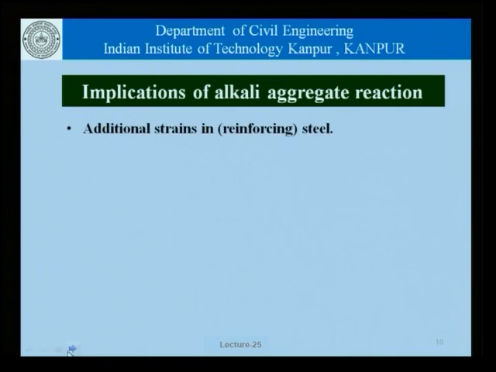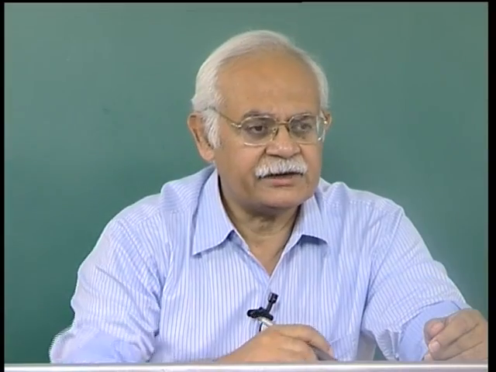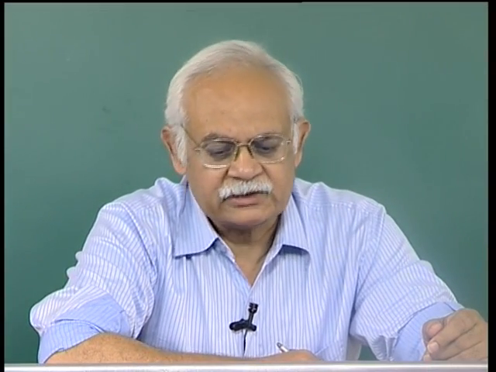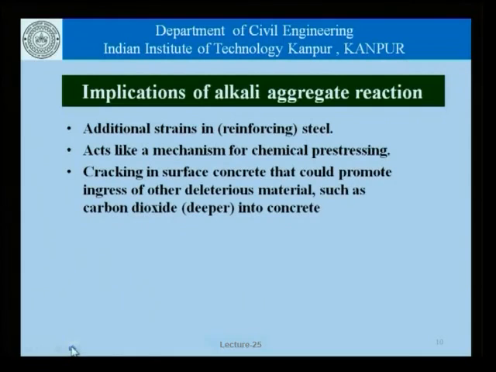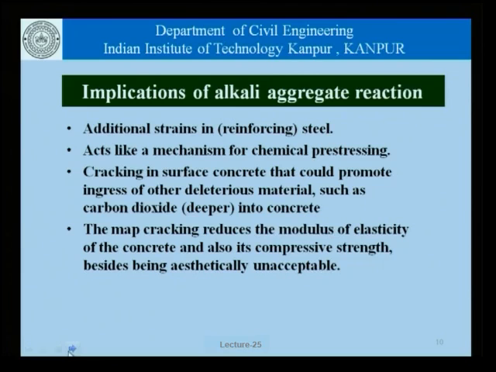As far as implications are concerned, we talked about additional strains in the reinforcing steel, and that is something which we will again talk about today. We will discuss that aspect in a little more detail, in the light that alkali aggregate reaction in reinforced concrete is something similar to introducing or inducing chemical pre-stresses in the concrete. The cracking in the surface concrete could promote ingress of deleterious materials such as carbon dioxide or chlorides into the concrete, and the map cracking reduces the modulus of elasticity of the concrete and its strength.